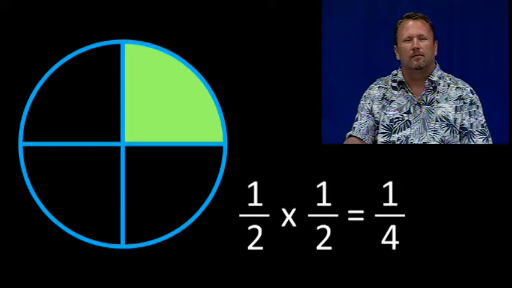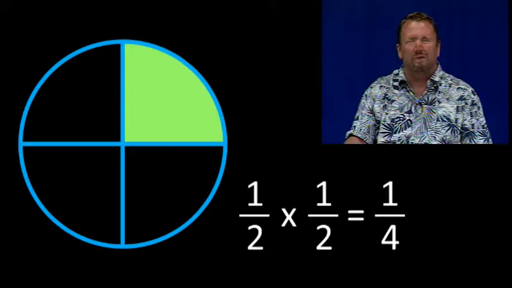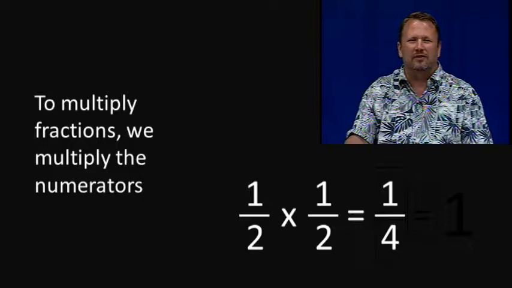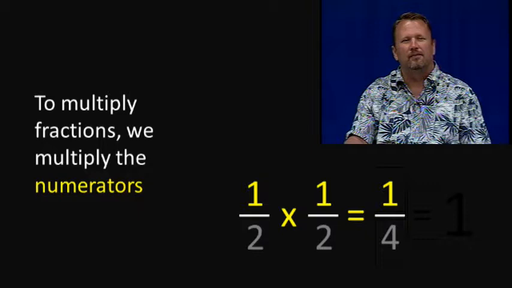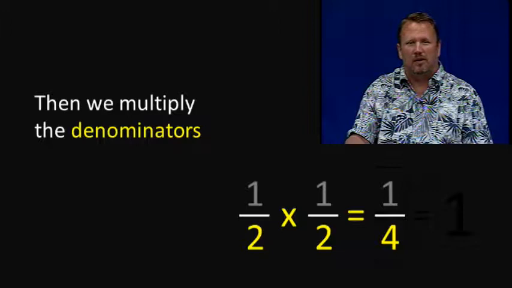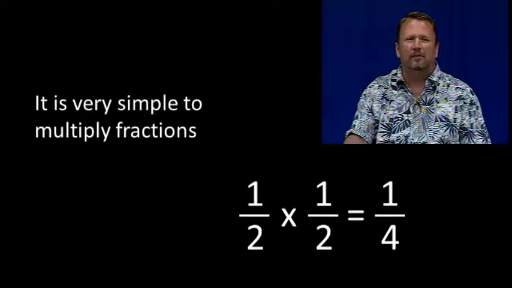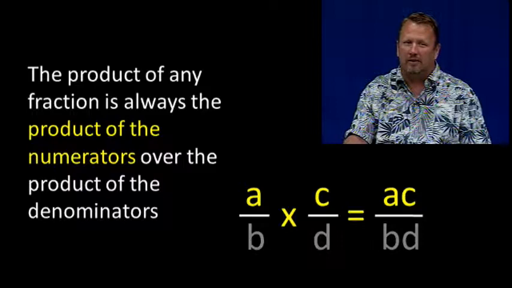Because fractions are a form of division, it is very simple to multiply fractions. To multiply fractions, we multiply the numerators, or the top numbers of the fraction, and then we multiply the denominators, or the bottom number of the fractions. The product of any fraction is always the product of the numerators over the product of the denominators.